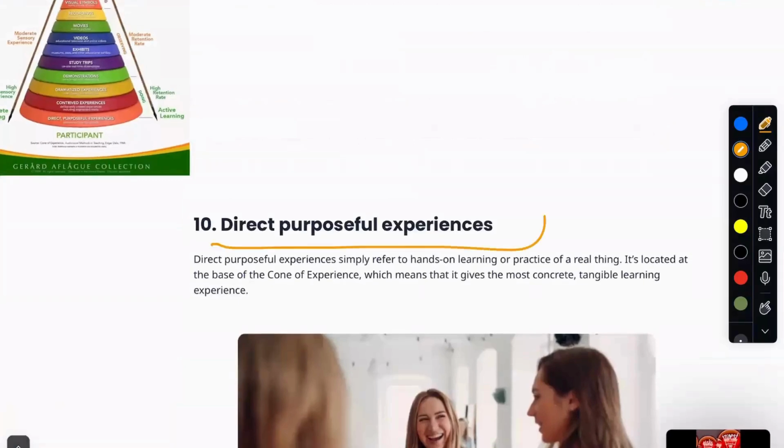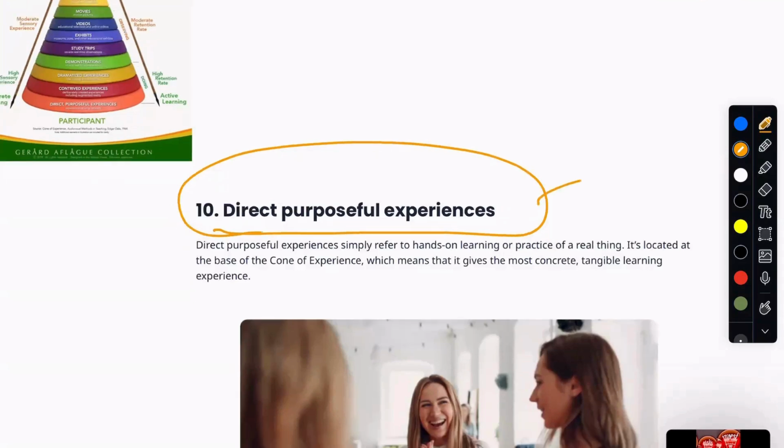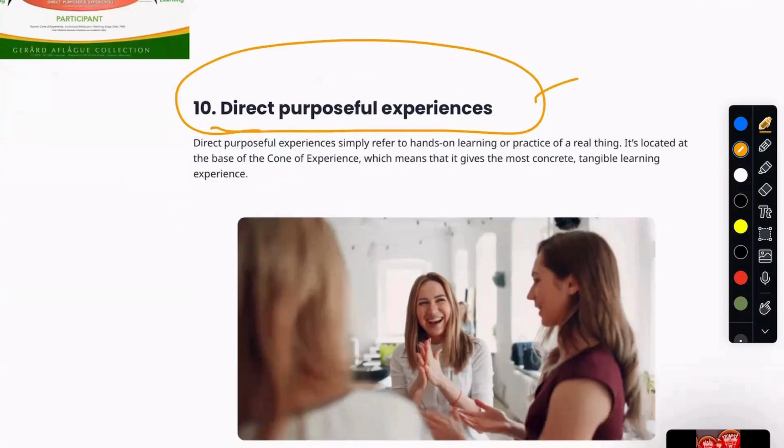Now, direct purposeful experiences. So if you want to sell, it's not just teaching your kids or your students in theory, but you actually have to immerse them in real life experiences. For example, how do you do that? Selling lemonade stands, selling some candies at school, if they allow. That's a direct, purposeful experience. So this simply refers to hands-on learning or practice of a real thing.